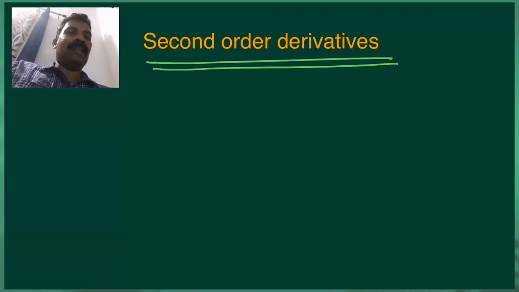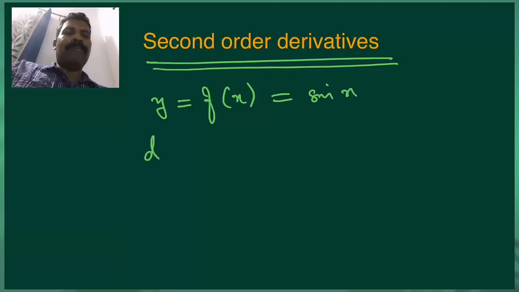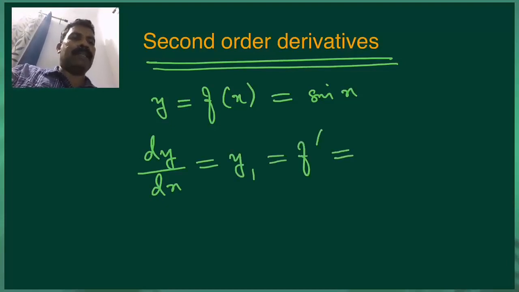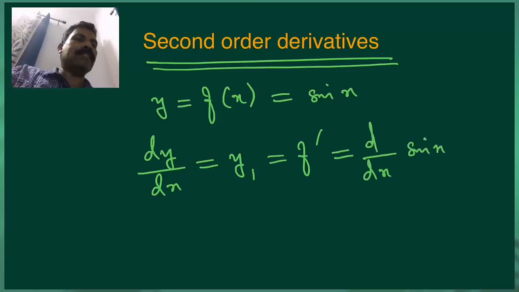Second order derivatives. Consider the function f given by y is equal to f of x, that is equal to, say, sin x. We can find dy by dx, that is y1, or we can write f dash, that is equal to the derivative of sin x. What is it? That is equal to cos x.